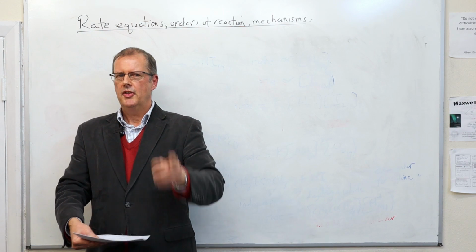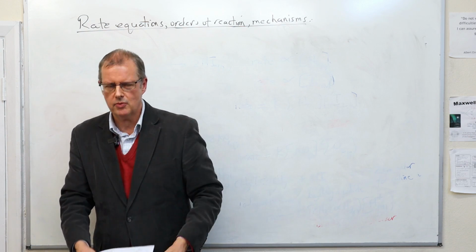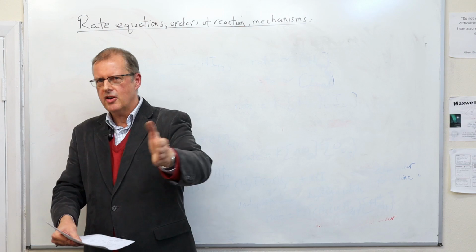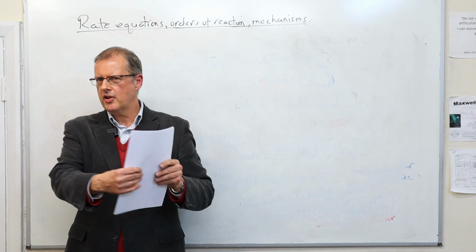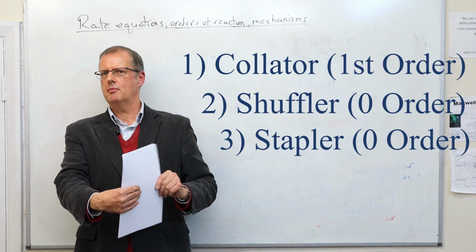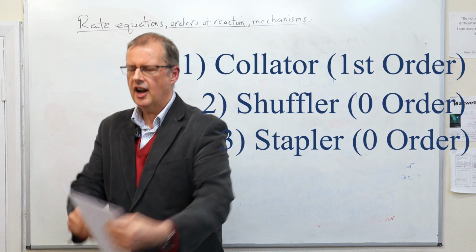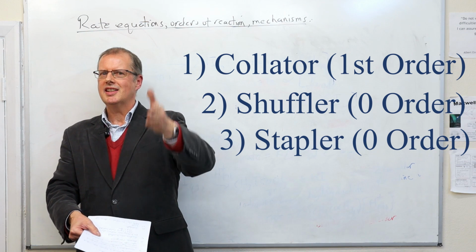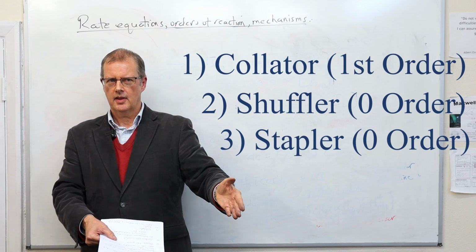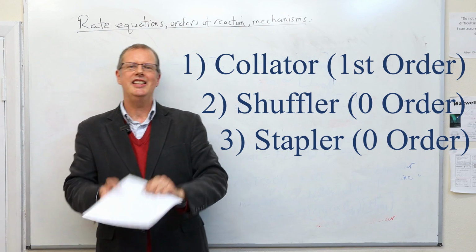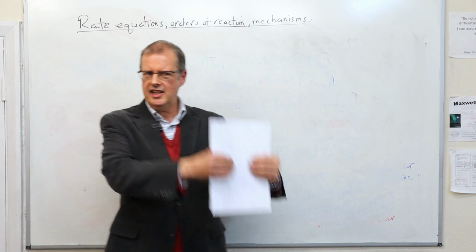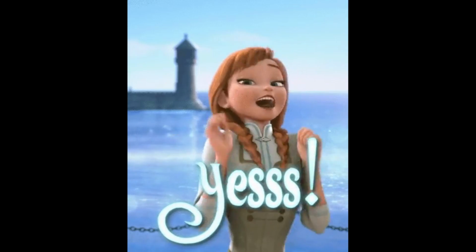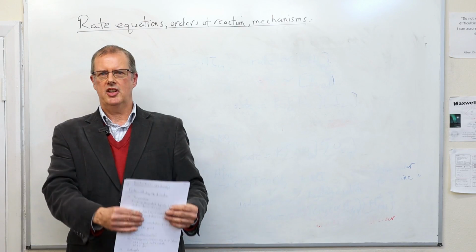Not particularly. The rate determining step, as we call it, the one that holds the whole show up, is the person collecting the sheets. So that person would be first order in my model. The shuffler and the stapler would be 0 order. Their jobs don't significantly affect the rate. The final question I'd ask is, do I need the shuffler? Do I need the stapler to get my product? And the answer is obviously yes. Without those people doing those jobs, I don't get my finished product.